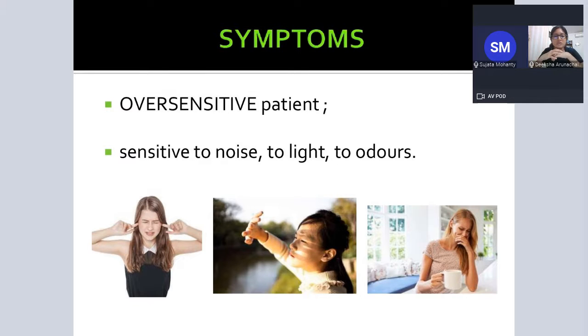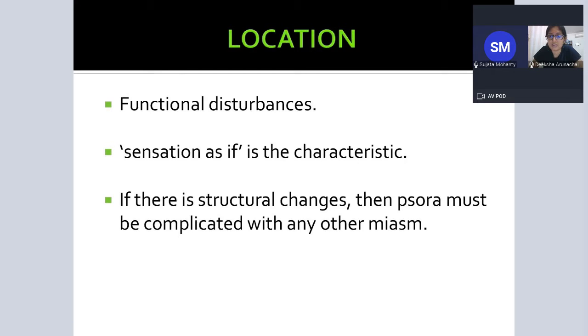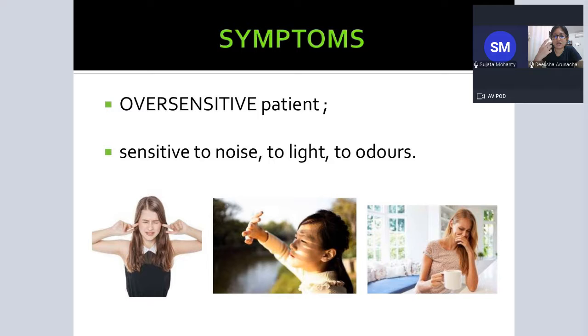So oversensitive patients: they're sensitive to noise, sensitive to light, sensitive to odors, and sensitive to thunderstorms. Because they react, they're sensitive to all these things. The body still has the capacity to react. It's not gone into a certain destructive phase yet. Also, a psoric patient has a lot of anxiety, a lot of fears. They're very good at what they do, and they have short bursts of efficiency.